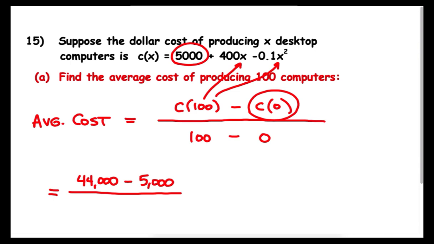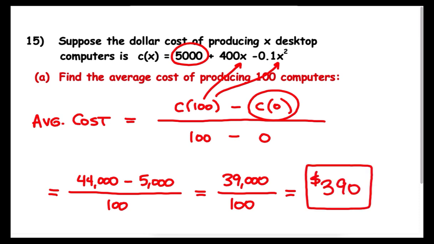In the denominator, 100 minus 0 is simply 100. All right, so subtraction, that's going to make 39,000 over 100, which will come out to $390 per computer. So you can crank out a typical computer for $390. You sell it to Best Buy for $500, and they sell it to you for $900. Retail. Nice. It's the American way, man. All right, so $390 is the average cost.